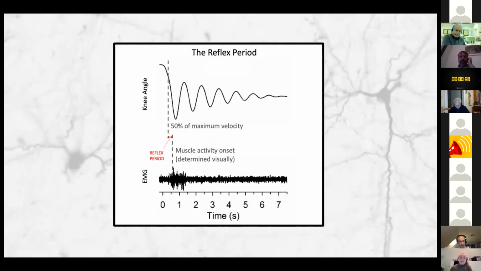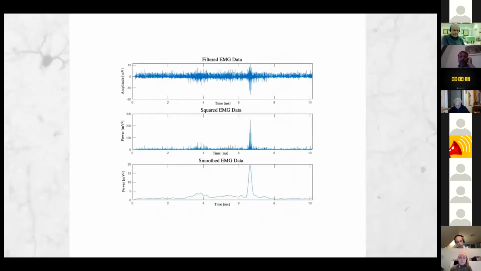Now, in this study, we determined the muscle activity visually, which can be a bit challenging, but to make that easier, we processed the EMG data in a way you can see right here. First off, we filtered it with notch filters, low pass filters and high pass filters from 10 to 400 hertz. And then we squared it, and then we used a Gaussian filter to smooth it. So you can see that this makes the muscle activity onset a bit clearer.